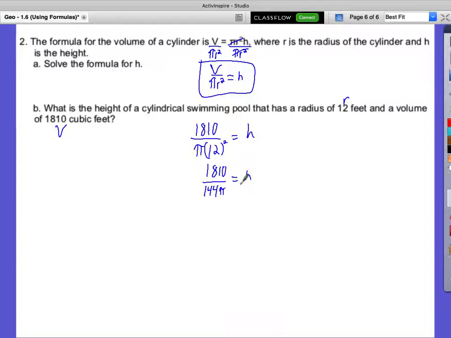You have to put pi in there, don't you? It's right here now. 144 pi. Yeah, but would it be times it? Yeah, we would. But I just did the exponent first. I literally just did the exponent. Okay, I see. That's good. Okay. So now we have h is equal to 1,810 over 144 pi.